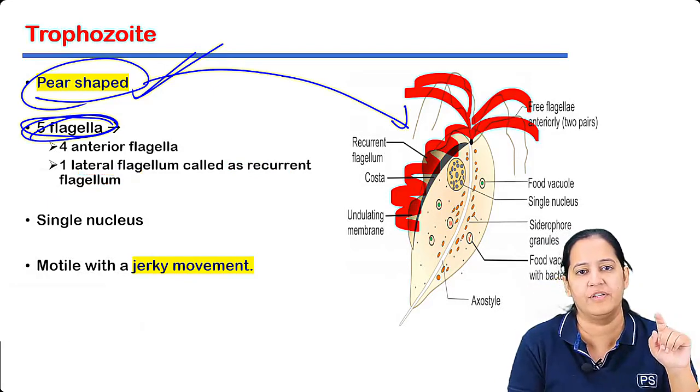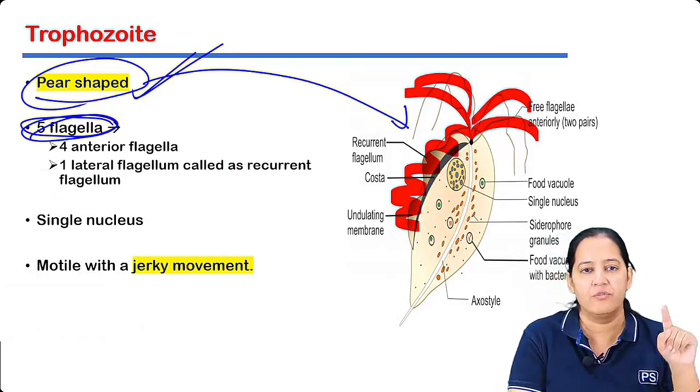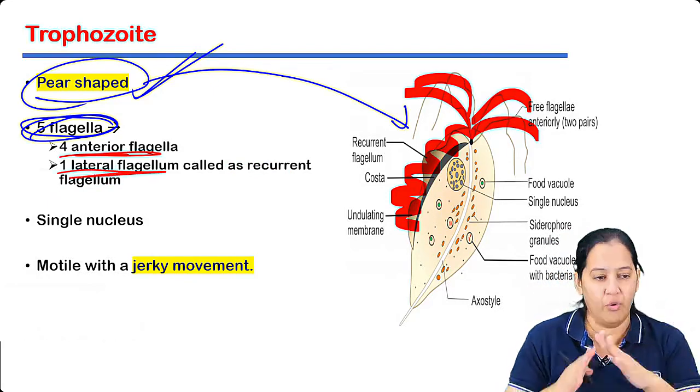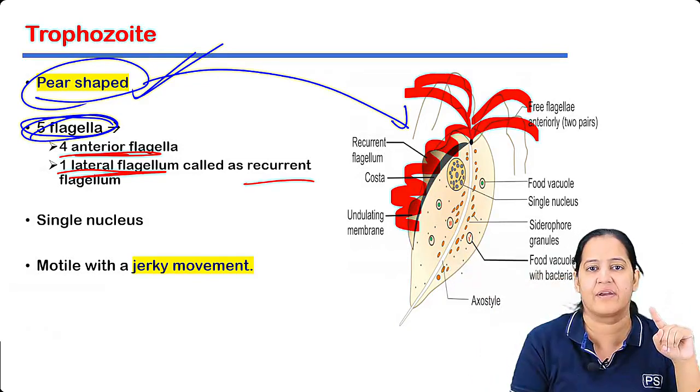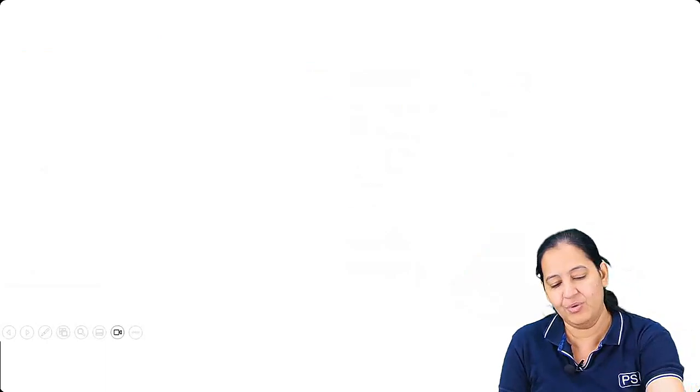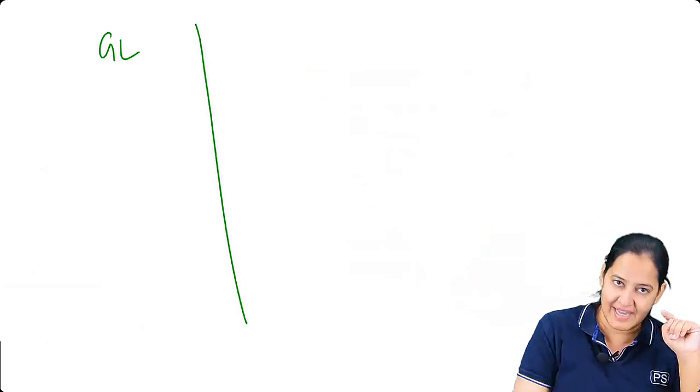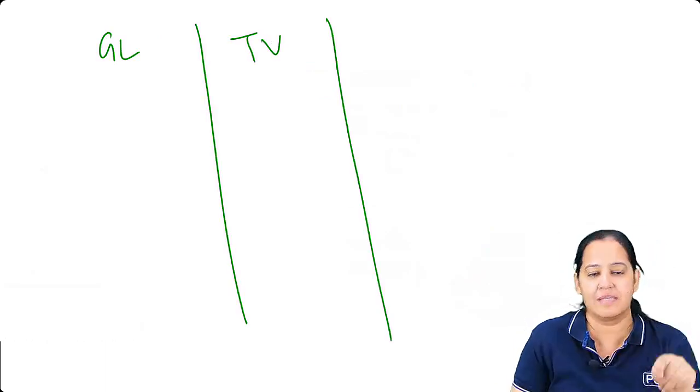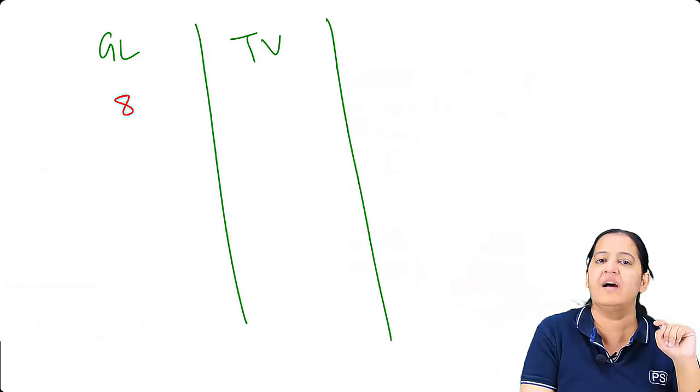How many of you got it? So this is the recurrent flagellum. So 4 anterior flagella and 1 lateral. 4 are anterior, 1 is lateral. The lateral is recurrent. Because of the 5 flagella, the motility is jerky. So I taught you the first one, Giardia lamblia, and second, currently I am teaching you Trichomonas vaginalis. So I told you here 8 flagella, here 5 flagella.